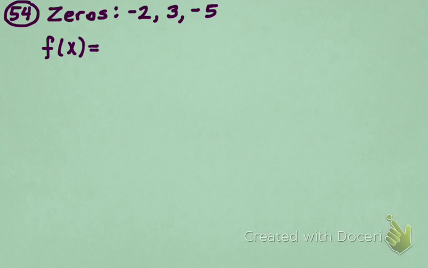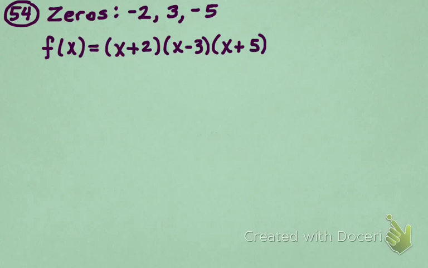A factor that would have a zero of x of -2 would be x plus 2. A factor that would have a zero of 3 would be x minus 3. And a factor that would have a zero of -5 would be x plus 5. And in this factored form, you immediately could see where the zeros would be. But we want to write this in standard form. And to do that, we're going to save this x plus 2 for last.